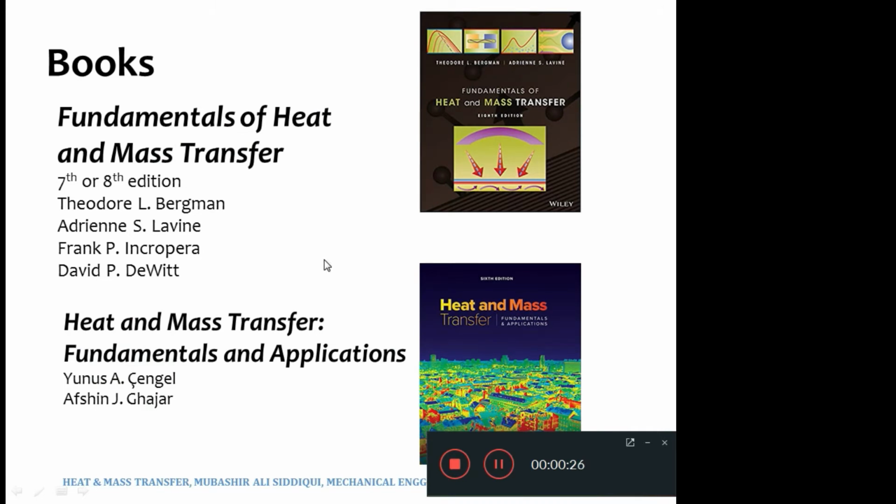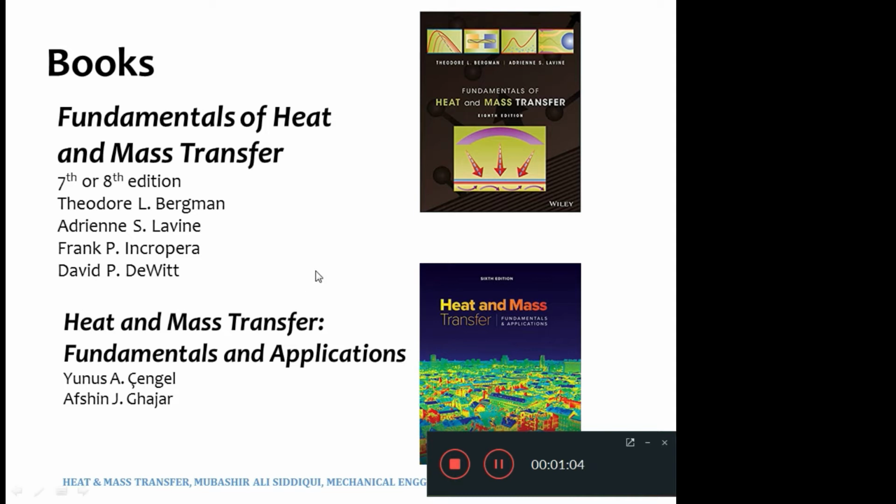The book that we would be following in this course is Fundamentals of Heat and Mass Transfer, written by these four gentlemen. However, it is more renowned by the name of the last two authors, Incropera and Dewitt. The latest edition available out there is its 8th edition. However, you can get hold of either 7th or 8th. Even if you get 7th, that is more than good.